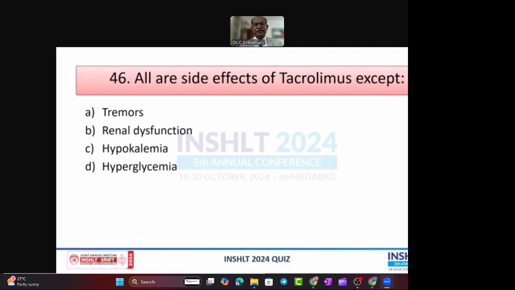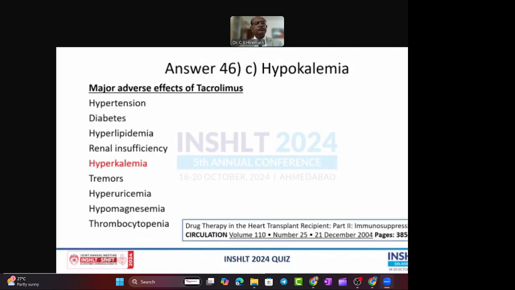All are side effects of tacrolimus except. So here tacrolimus causes hyperkalemia, and that is actually a very common side effect of tacrolimus. So many patients who are on tacrolimus, their potassium is 5, 5.5, 6, and we have to give them K-bind sachet twice a week or something like that. So the rest are all side effects, and it causes hyperkalemia, and hypokalemia is not a side effect of tacrolimus. Next slide, please.